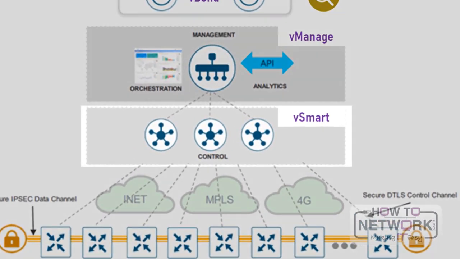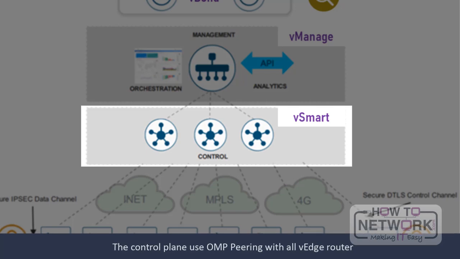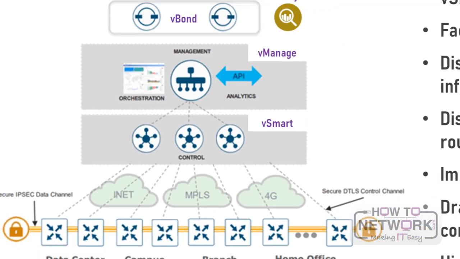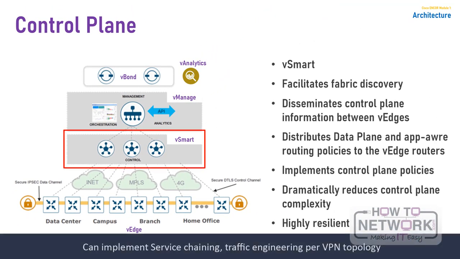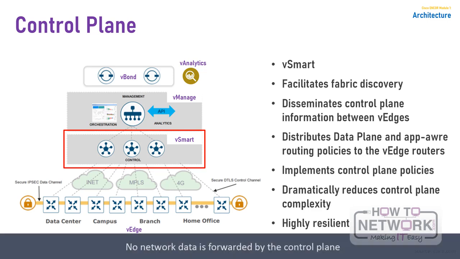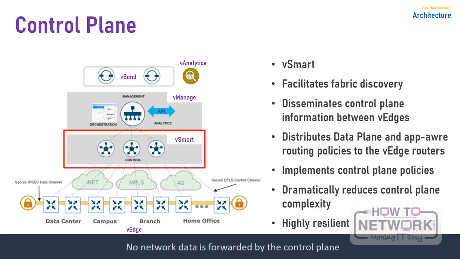The control plane is the centralized brain of the solution, establishing Overlay Management Protocol, or OMP, which peers with all the vEdge routers. Control plane policies such as service chaining, traffic engineering, and per-VPN topology are implemented by the control plane. The goal of the control plane is to dramatically reduce complexity within the entire fabric network. While no network data is forwarded by the control plane itself, connectivity information is distributed from the control plane to all vEdge routers, orchestrating the secure data plane of the fabric.